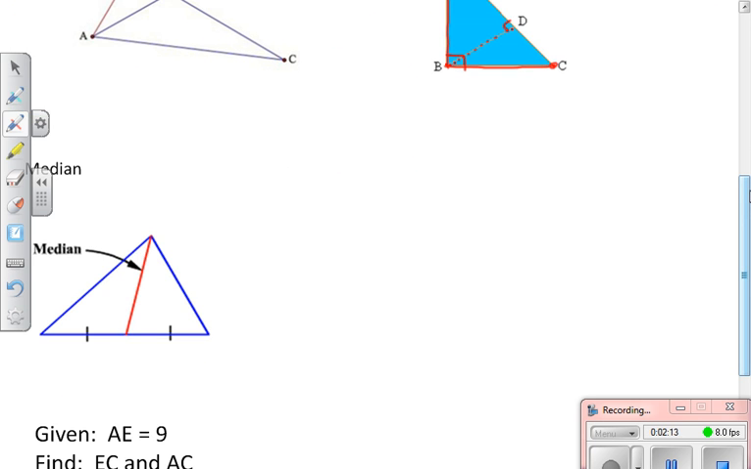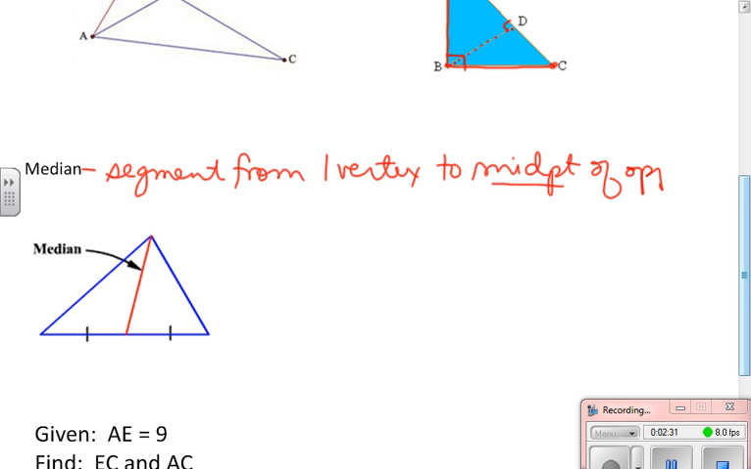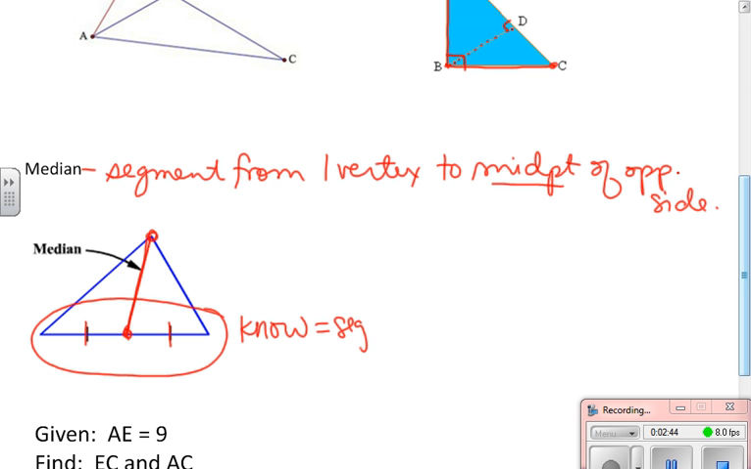Now, another term we can use is a median. And this is a segment from one vertex to the midpoint of the opposite side. Now that's the key, is that it goes to the midpoint. So what I do know, vertex to the midpoint is right here. So I know equal segments.